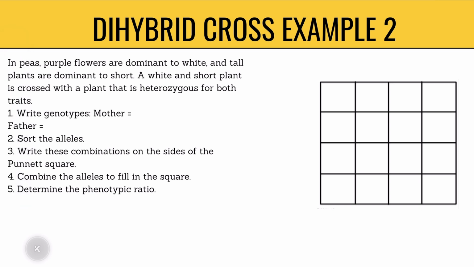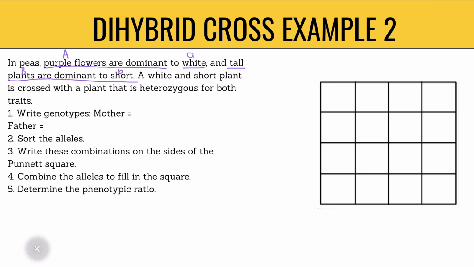Okay, so in peas, purple flowers are dominant to white. This doesn't give me a letter to use. I'm going to use A because that's easy. And tall plants are dominant to short. I'm going to use B because once again it's easy. If you used a different letter, that's perfectly fine.